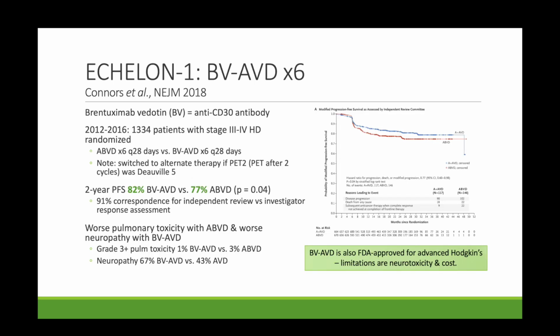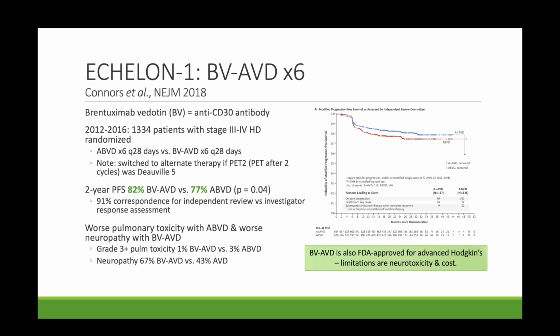There is an alternate systemic therapy option for advanced stage Hodgkin lymphoma, which is BV-AVD for 6 cycles, and this is based on the ECHELON-1 trial. So BV stands for brentuximab vedotin, which remember is an anti-CD30 antibody. And we use it because Hodgkin lymphoma is CD15 and CD30 positive. So we use this BV, which is the anti-CD30 antibody.